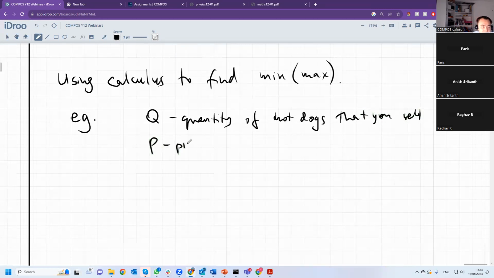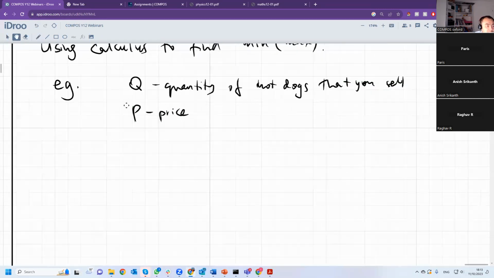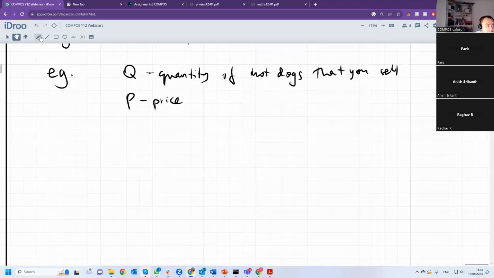And p is the price. So we can write that the quantity, the number of hot dogs that you sell, is 200 minus 2p. I mean, maybe not the best example, but anyways. So what does that mean?